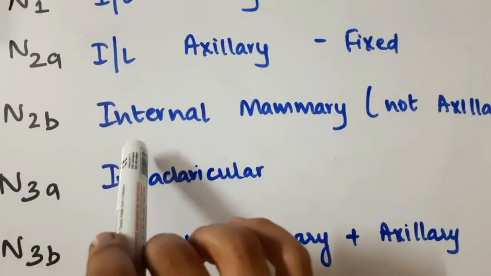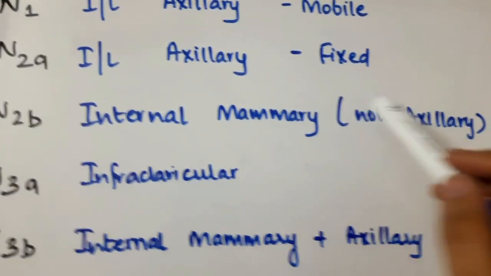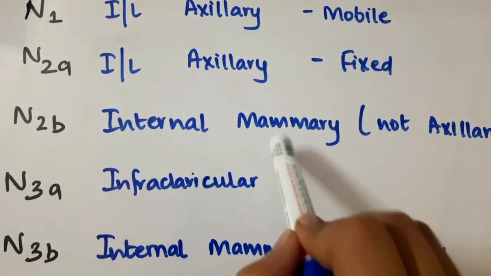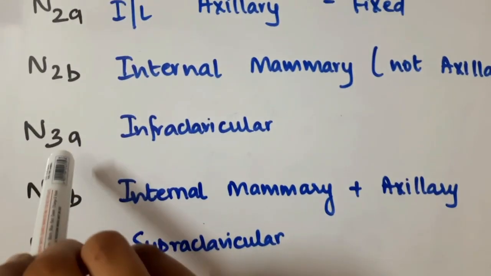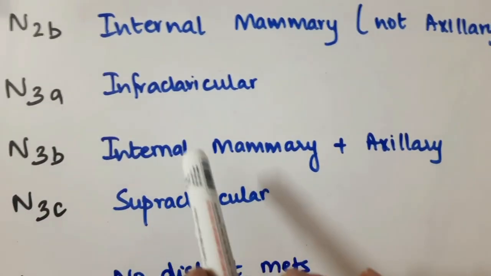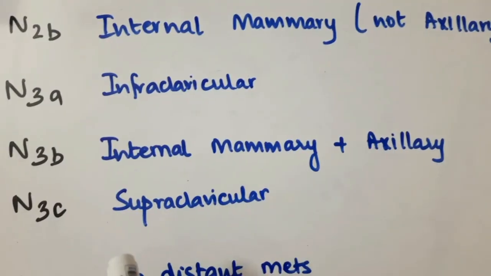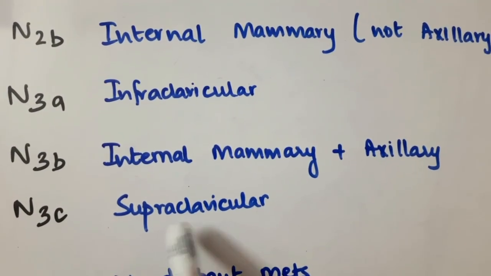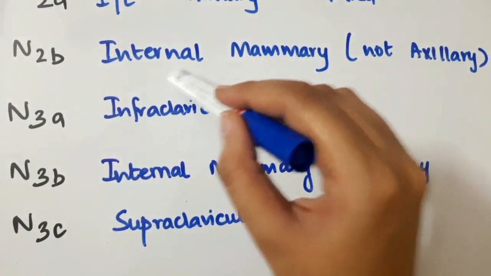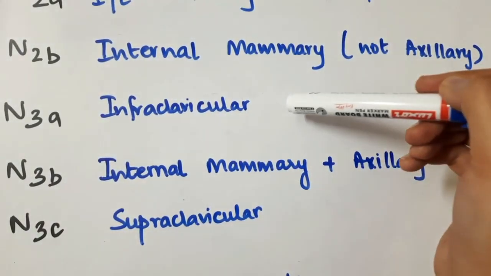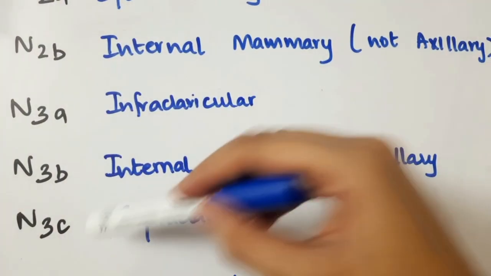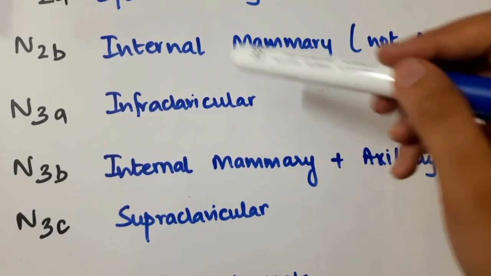Next, in N2B, the internal mammary lymph node is involved on the same side. So axillary is not involved here. It's only the internal mammary lymph node that is involved. Now if we come to N3A, the infraclavicular lymph node is involved. In N3B, we have both internal mammary and axillary. And in N3C, we have supraclavicular lymph nodes. So if you see, it's sort of alternate. N2B is internal mammary. Then in N3A, we have infraclavicular. Then in N3B, we have internal mammary and axillary. And in N3C, we have supraclavicular. So you have to remember it as alternate.